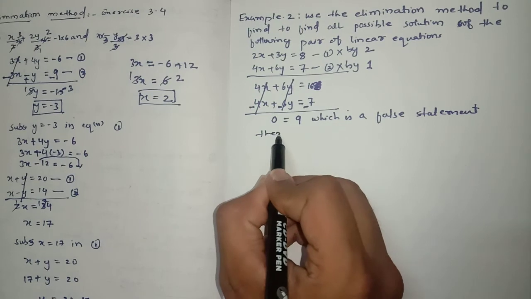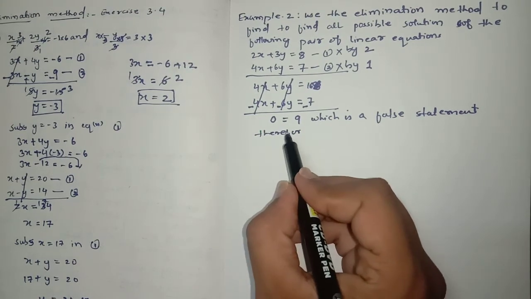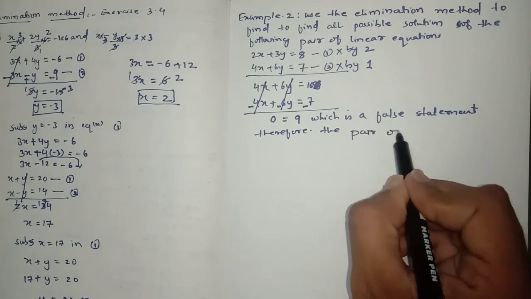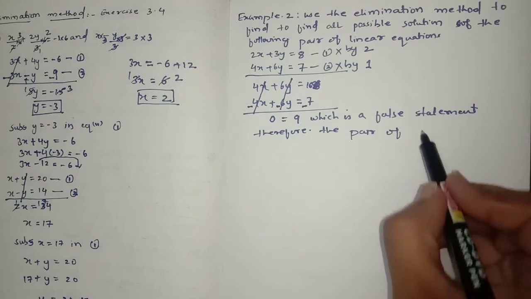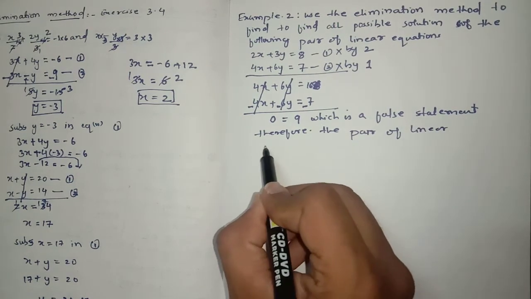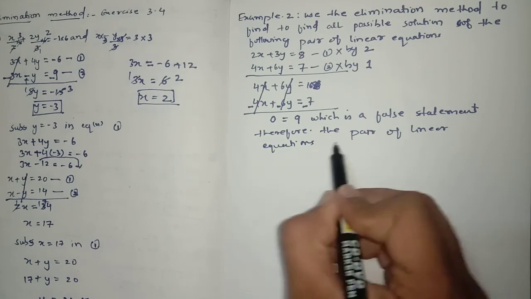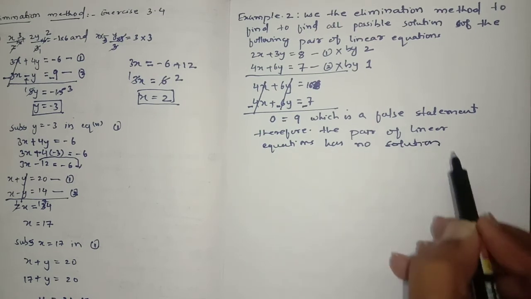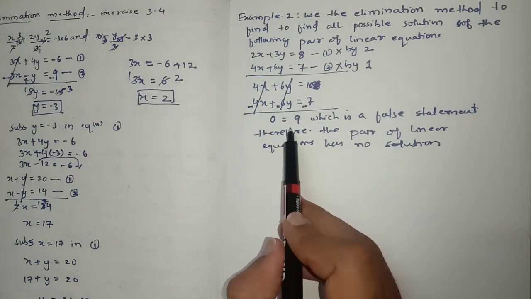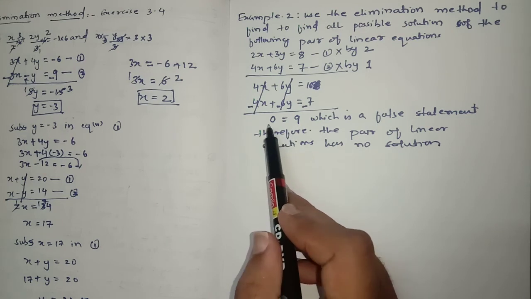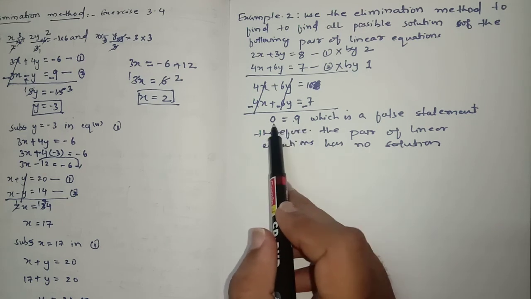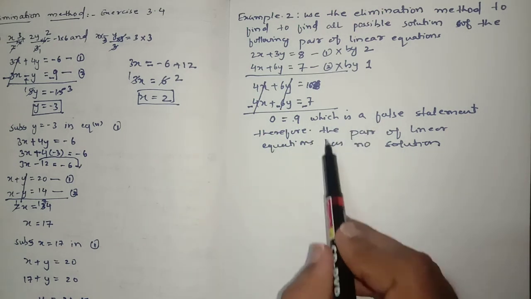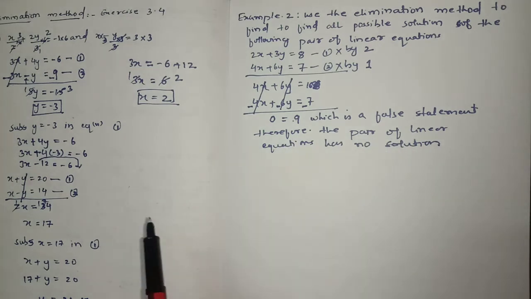Therefore, the pair of linear equations has no solution. Keep in mind, student, if you are getting x and y, it means it has solution. If you are getting a false statement like this, then we have to say which is a false statement, and this is our answer. The pair of linear equations has no solution.